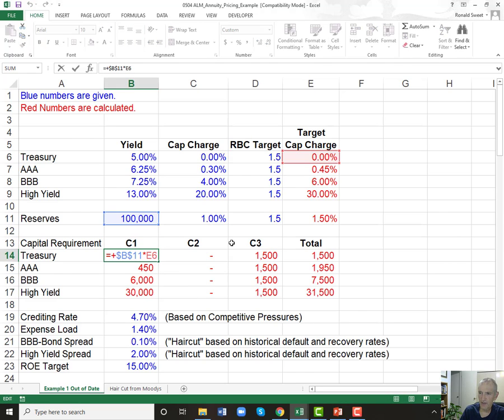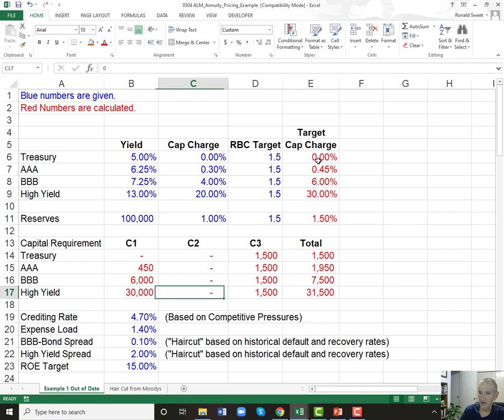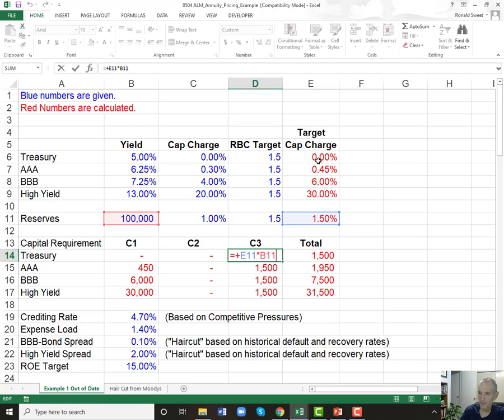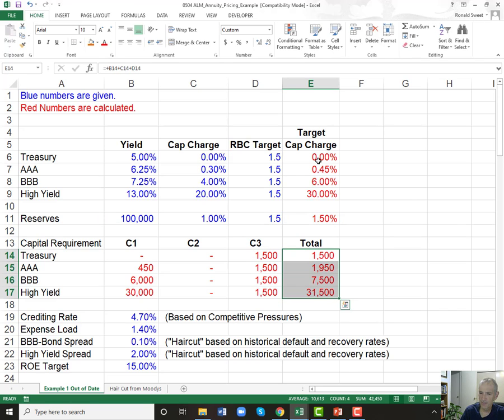Well, it's going to be $100,000 times that capital charge. So you can see for the high yield, it's just $100,000 times 30%. Your C2 is all zero. Your C3 is just $100,000 times 1.5%. So there's your total required capital.